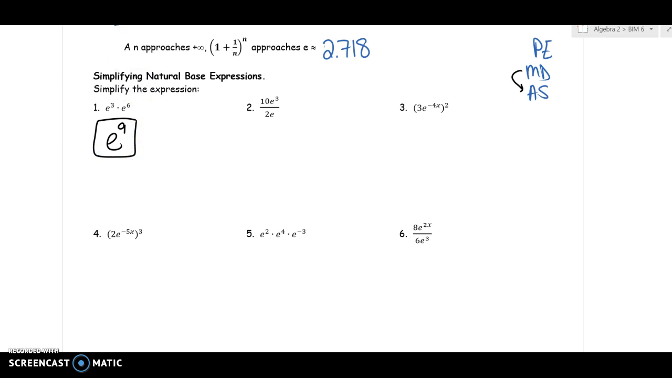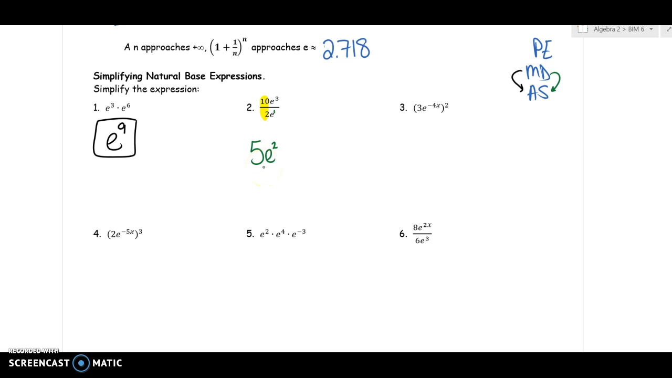On the next one, I see division. When we see division, we are going to subtract our exponents. First, we need to think about 10 over 2. What is 10 divided by 2? 5. So 5e to the second, because the e on the bottom basically has a little exponent of 1, and 3 minus 1 is 2.